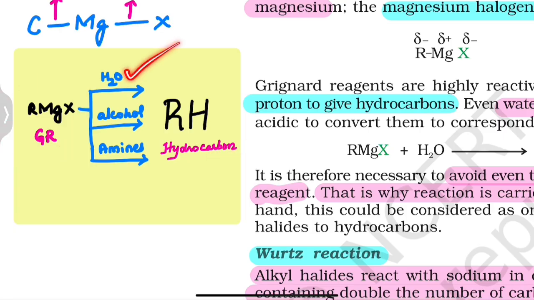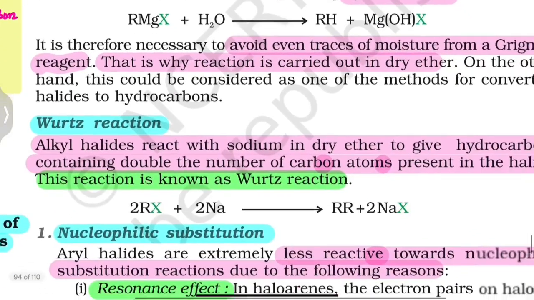You should know that if it is treated with water, or alcohol, or amine, the product will be hydrocarbon. The bond will break here and hydrogen will be attached to R. So you will be getting hydrocarbon.